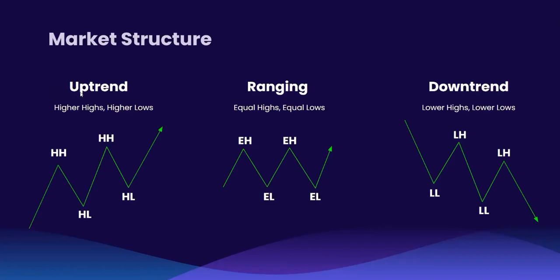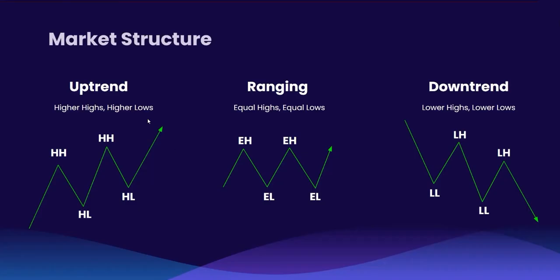Let's start with uptrend. Very simple. When price is on an uptrend, when the market structure is trending to the upside, price is making higher highs and higher lows. Higher high, higher low, higher high, higher low. The highest prices are all the time higher and the lowest prices are all the time higher. This means it's on an uptrend. Later on, we will see a real life example, guys, so don't stress. You will be able to see this.